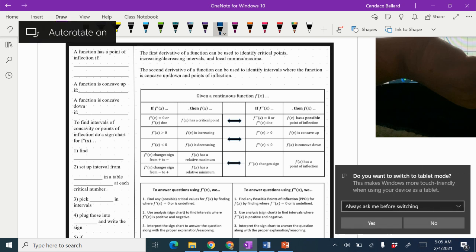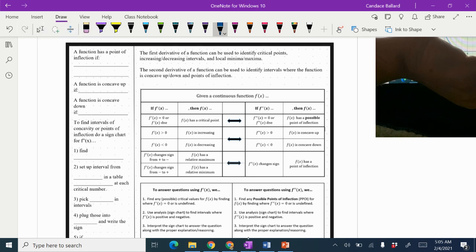In this video, we're going to continue topic 5.6, and we're going to look at some background information on concavity and points of inflection. So the function has a point of inflection if f double prime changes sign. The function is concave up if f double prime is positive, and concave down if f double prime is negative. So very similar to increasing and decreasing.